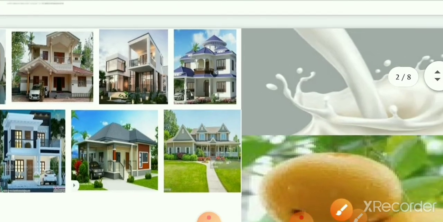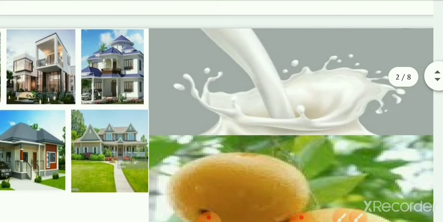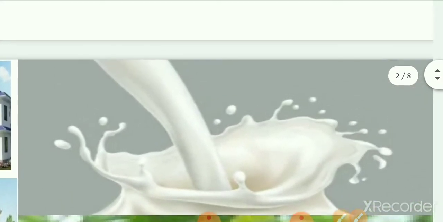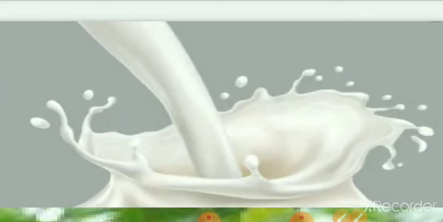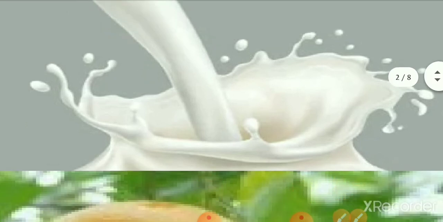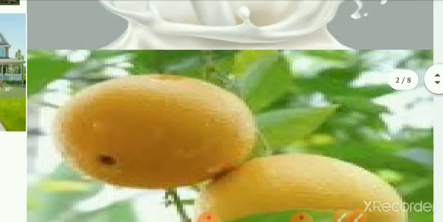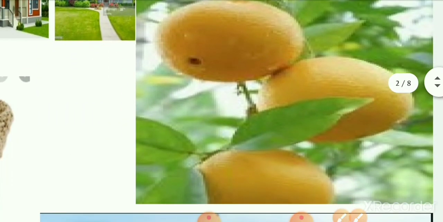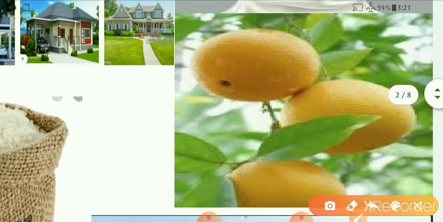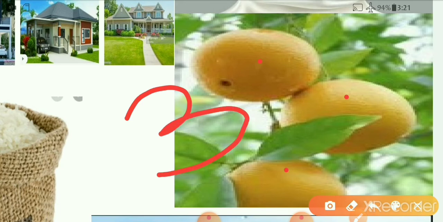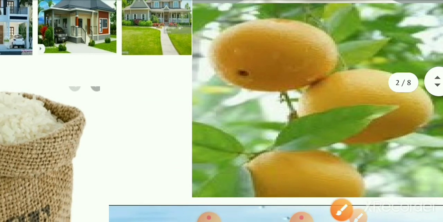Let's see another picture. Here is a picture of milk. Can you count it? Yes or no? If you can count, then tell me. So come to the next picture. Here is a picture of oranges. How many oranges? 1, 2, 3. Here there are 3 oranges.